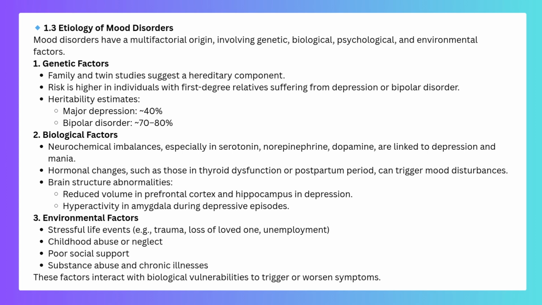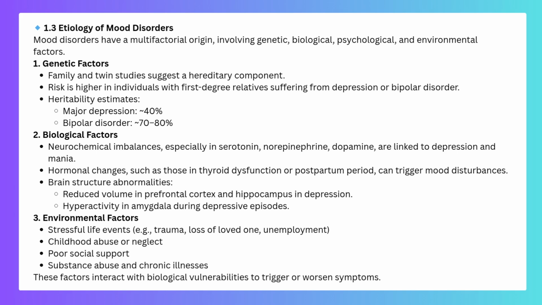1.3 Etiology of mood disorders. Mood disorders have a multifactorial origin, involving genetic, biological, psychological, and environmental factors. 1. Genetic factors. Family and twin studies suggest a hereditary component. Risk is higher in individuals with first-degree relatives suffering from depression or bipolar disorder. Heritability estimates: major depression, 40%; bipolar disorder, 70-80%.